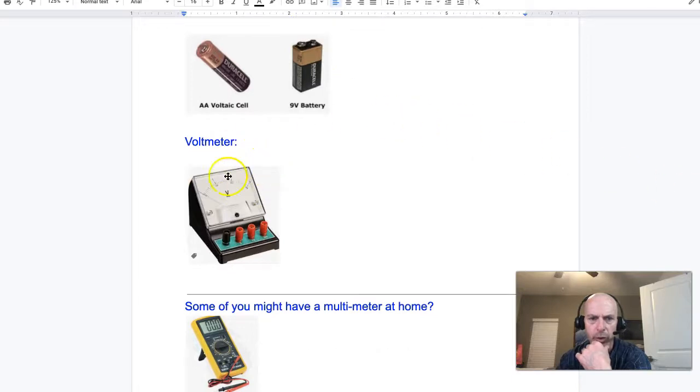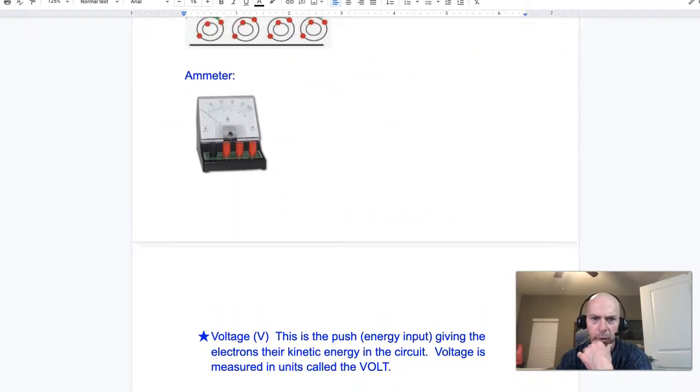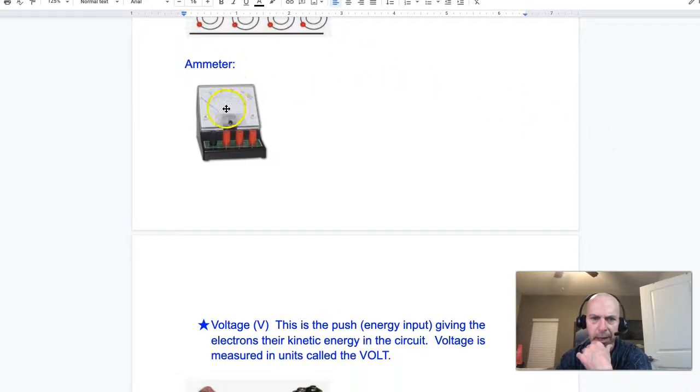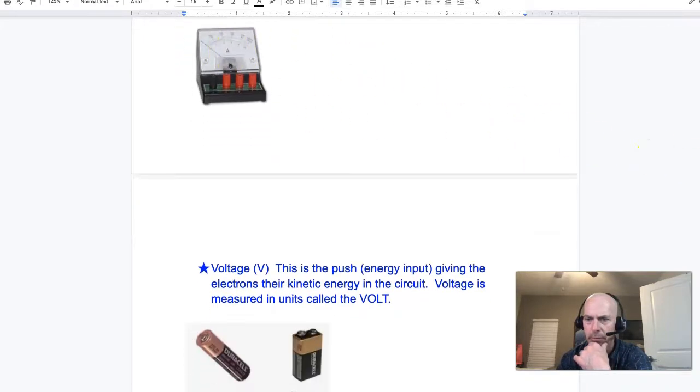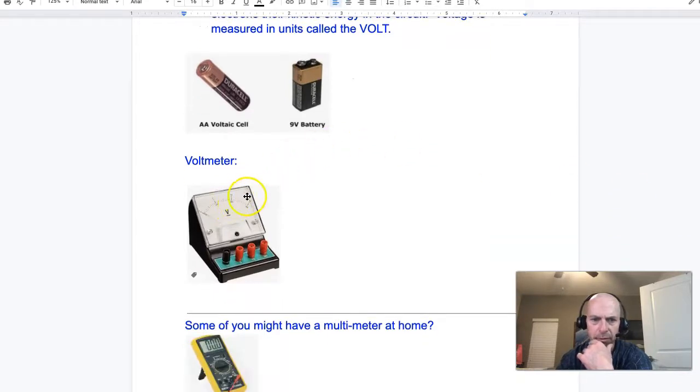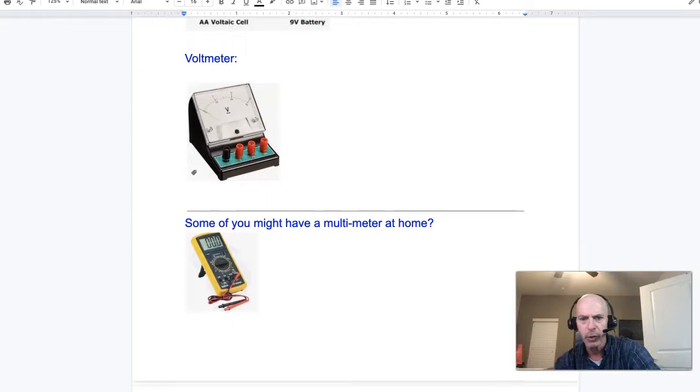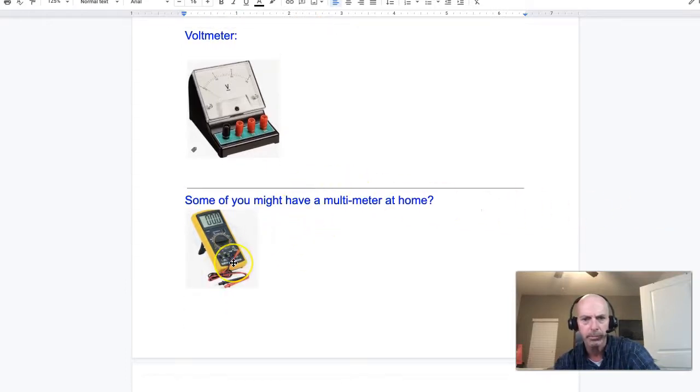We measure voltages then with a device called the voltmeter. Notice, if you were to get an ammeter or a voltmeter, they look really kind of similar. This has a little A on it, that's an ammeter. And this one has a little V on it, that's a voltmeter. But they're hooked into circuits entirely differently. Now some of you might have what's called a multimeter at home. A multimeter can be switched, and you can measure a lot of different things with it. You can measure current, you can measure voltage, you can measure resistance, etc.